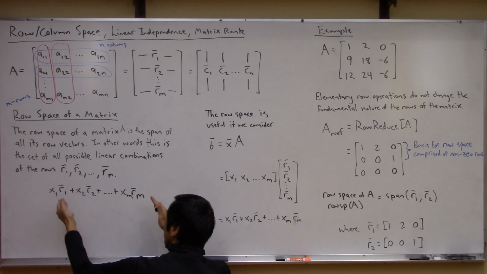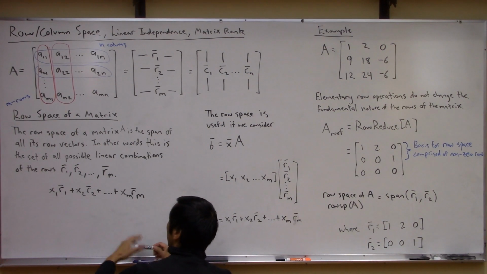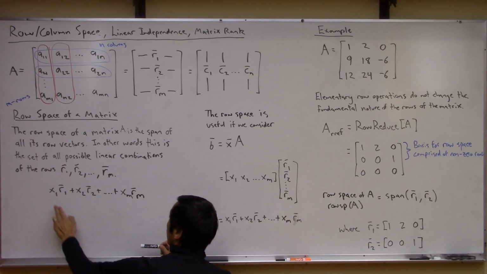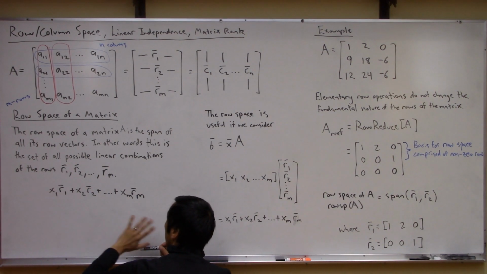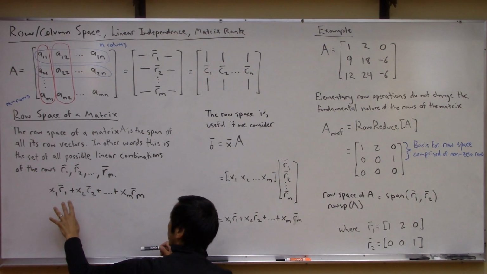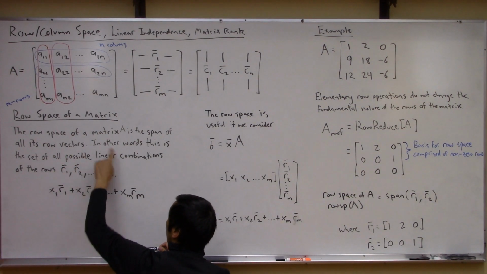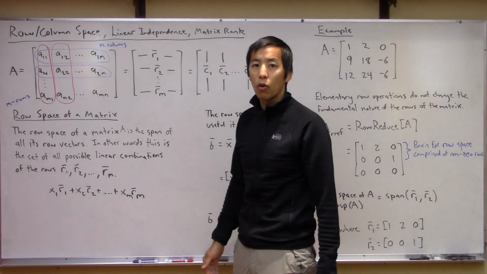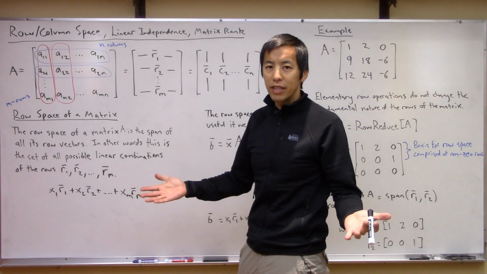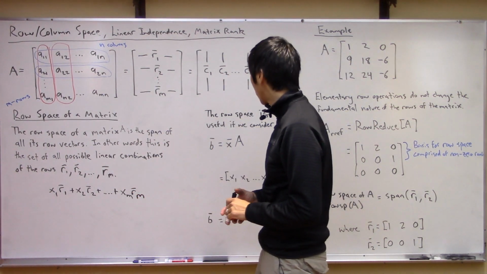So every single possible value of this makes up the row space. You can change x1, x2, xm to be anything you want, and all of those possible locations is what's known as the row space of this matrix. All you're doing again is just combining these rows R1, R2, et cetera, together. That defines the row space.